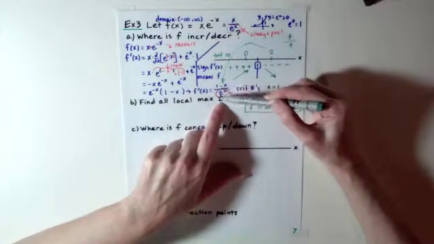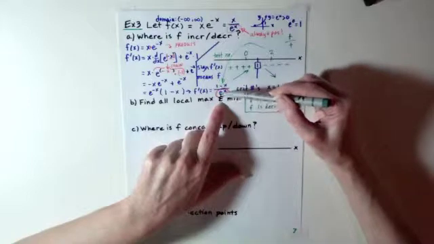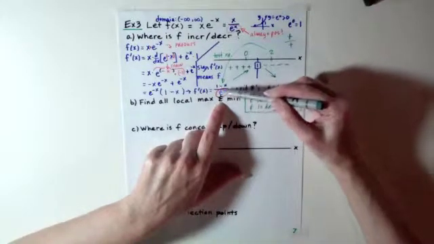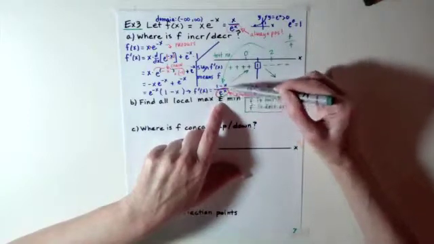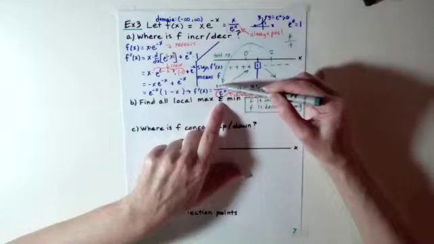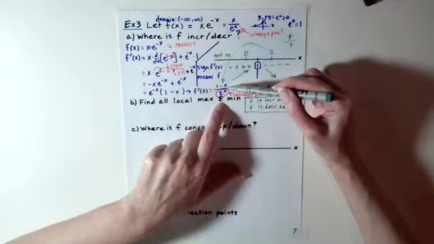We said the denominator is never 0. And that's because e to the x is always a positive value no matter what x you plug in. So this derivative is never undefined because its denominator never goes to 0. But we did find a critical value where the numerator was 0.